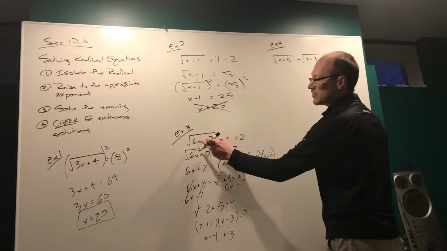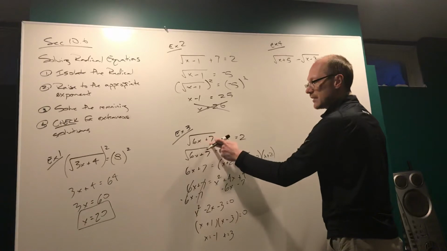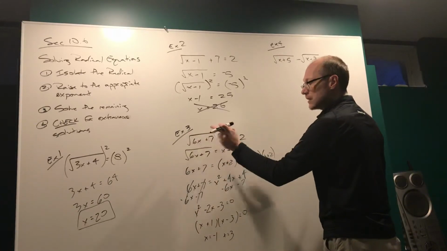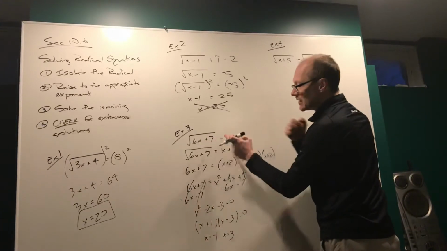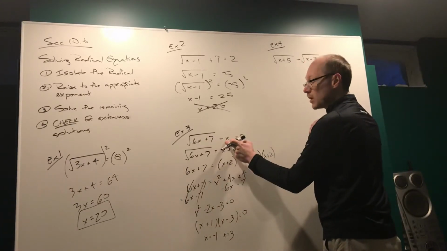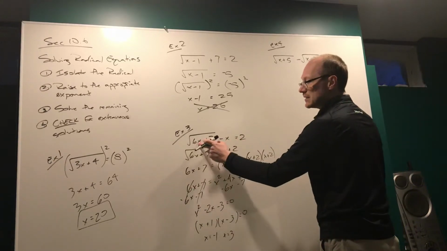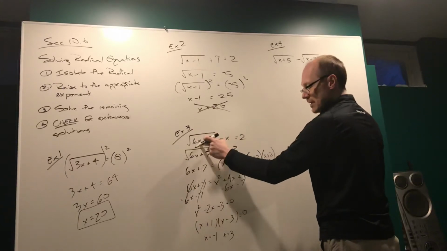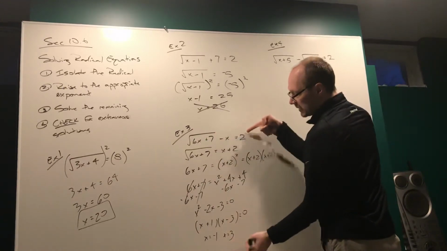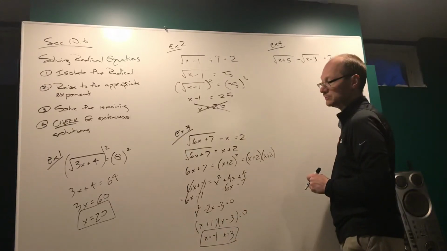Negative 1 back into the original. 6 times negative 1 is negative 6. Negative 6 plus 7 is 1. Square root of 1 is 1. Minus a negative 1. 1 minus a negative 1 is 1 plus 1. That's 2. Checks out. How about the 3? 6 times 3 is 18. 18 plus 7, 25. The square root of 25 is 5. 5 minus 3 is 2. Hey, they both check out. Those are my two solutions.